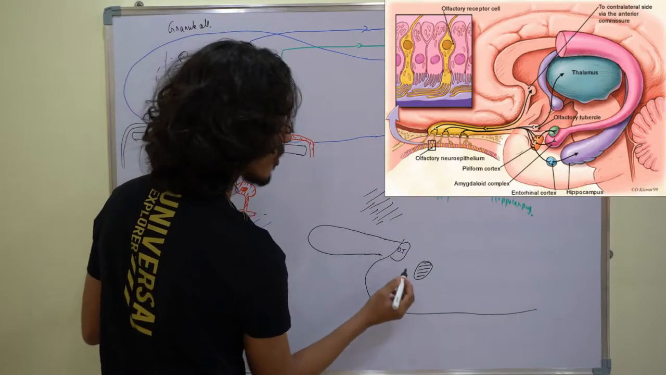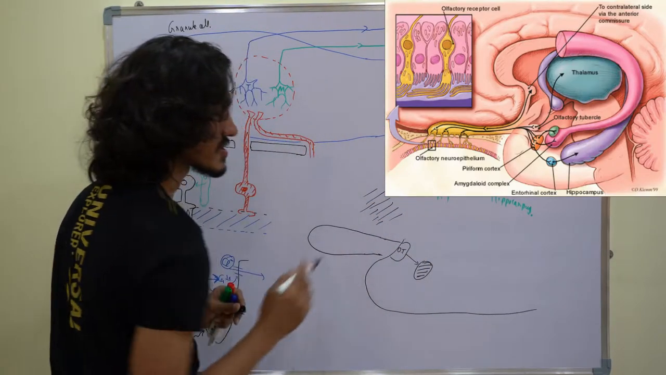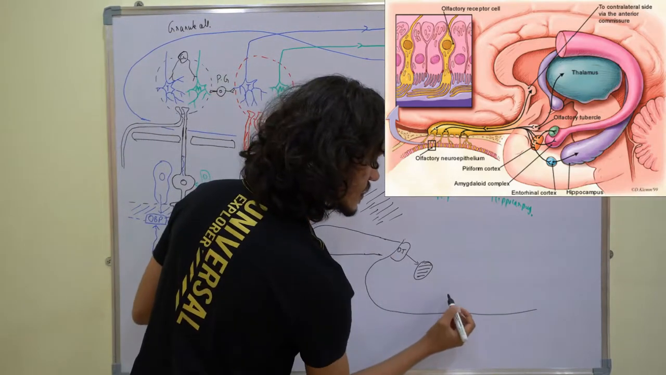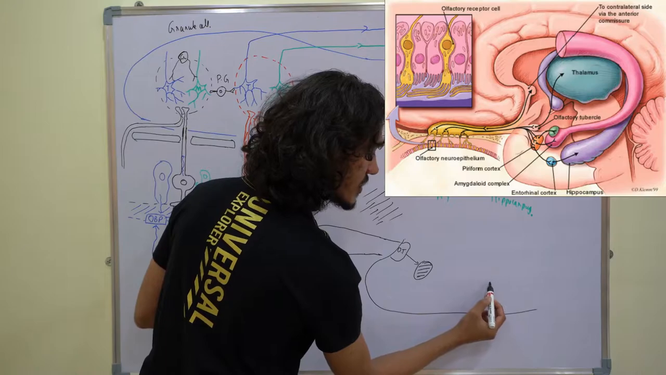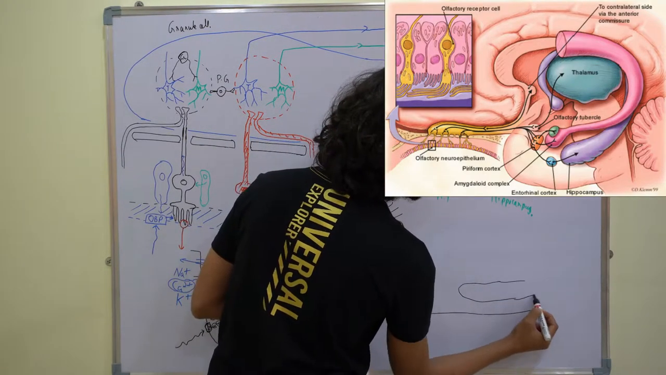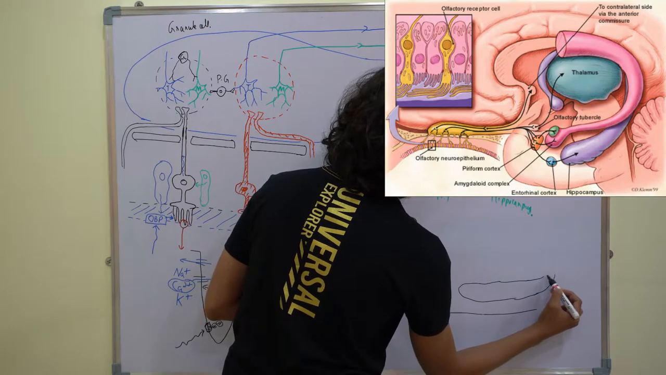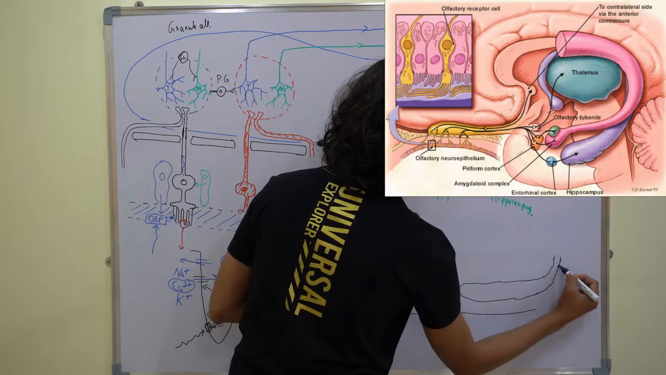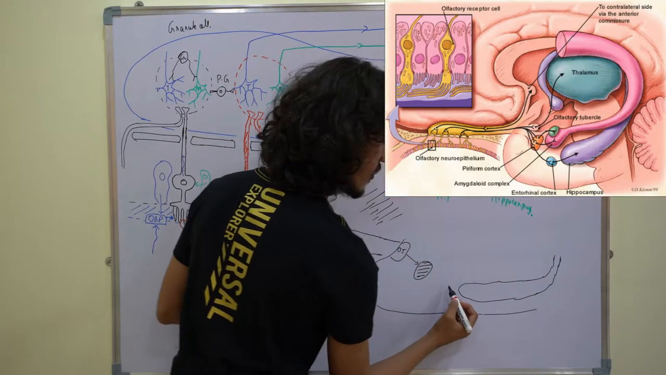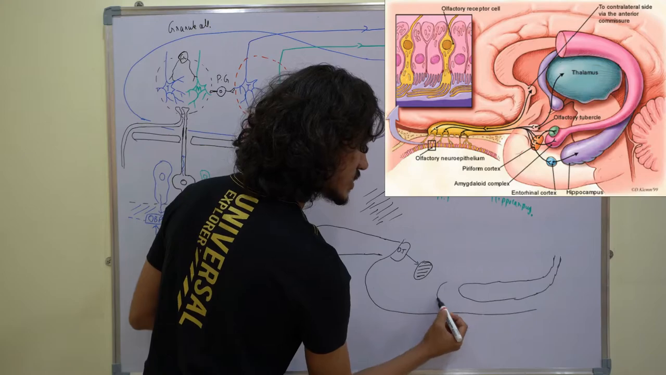That is your piriform cortex. From here, it goes to the piriform cortex. And we have the hippocampus over here. The hippocampal gyrus is over there. And this goes to form the fornix and goes like this. And over here, we have the entorhinal cortex.